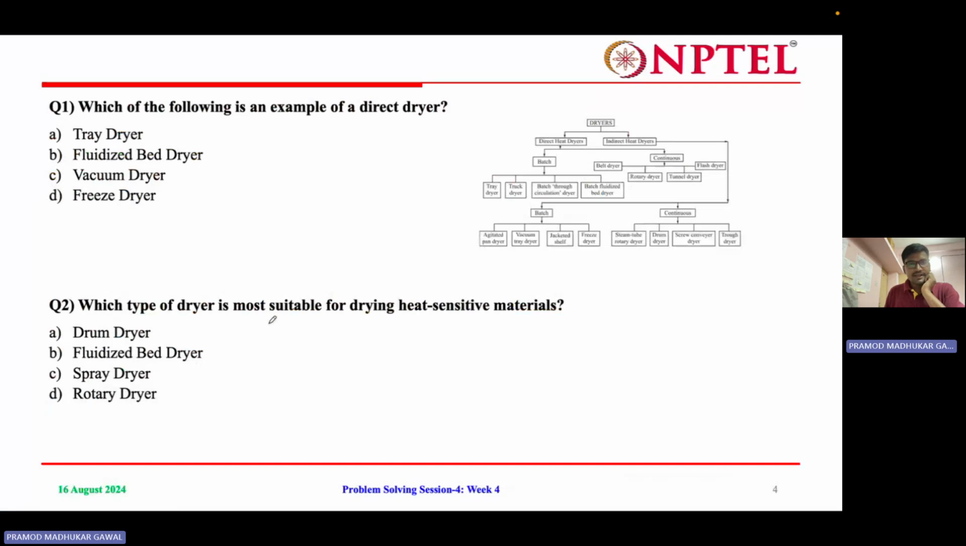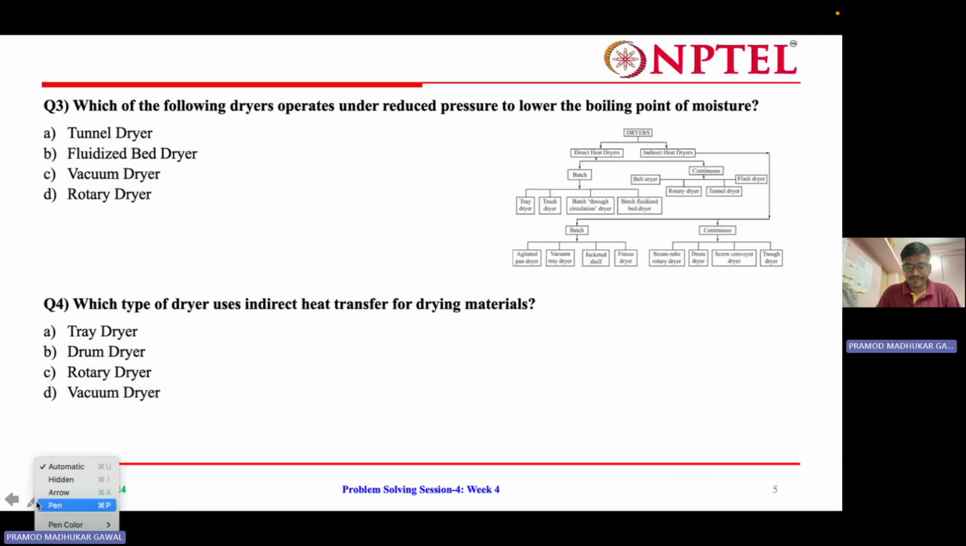Now question 2: which type of dryer is the most suitable for drying heat sensitive materials? So spray dryer is most suitable for drying heat sensitive material. Now question 3: which of the following dryers operates under reduced pressure to lower the boiling point of the moisture? Here is the concept in this question. You can directly say that vacuum dryers reduce the pressure to lower the boiling point of the moisture.